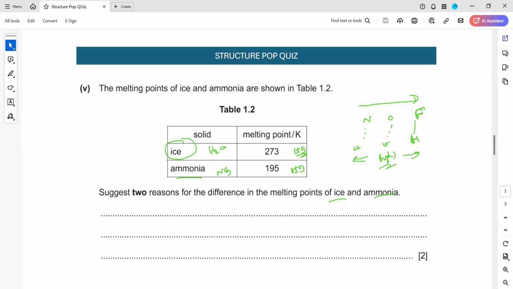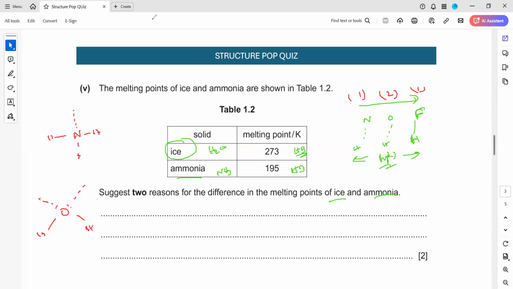Because water has a tendency to form two hydrogen bonds per molecule. But all of them, like hydrogen with fluorine or nitrogen with hydrogen, these molecules only form one hydrogen bond per molecule. So in case of ammonia, we have only one hydrogen bond in one molecule. But in case of water, we have two hydrogen bonds per molecule.